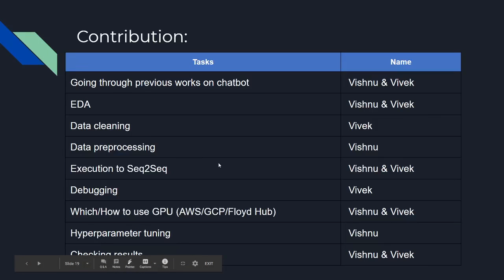Coming to our contributions for this project, as we are just two people in the project and also live in the same community, we got a chance to meet many times to work on this project together. So many tasks are shared between each other.